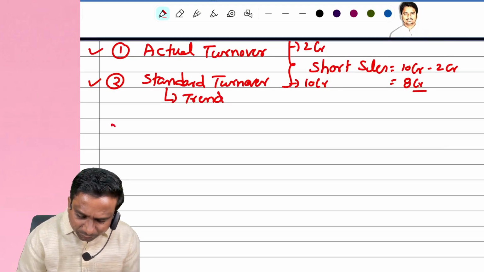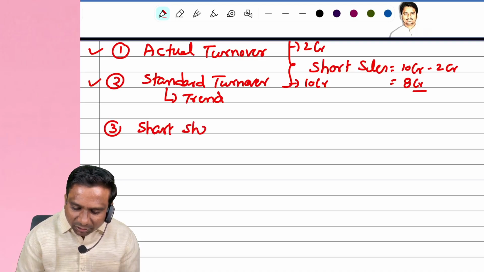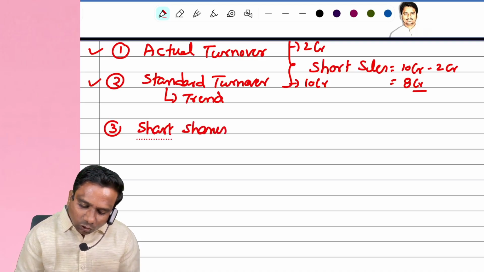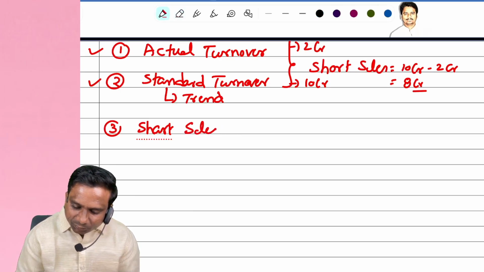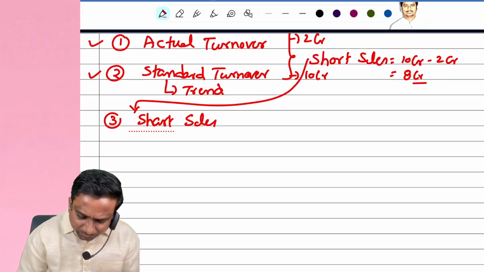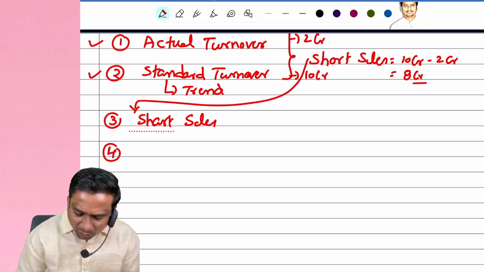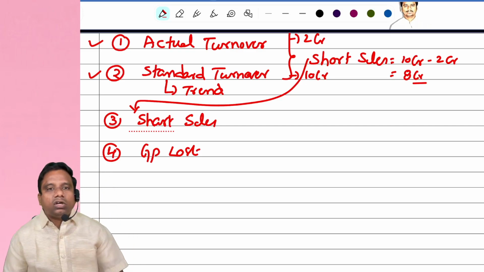Next, the third step is what? Short sales. This is our short sales. Okay. Next, I will try to calculate the gross profit lost.